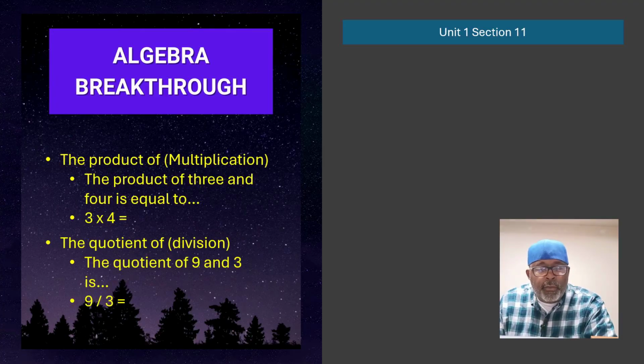The quotient of 9 and 3 is 9 divided by 3, or 3.